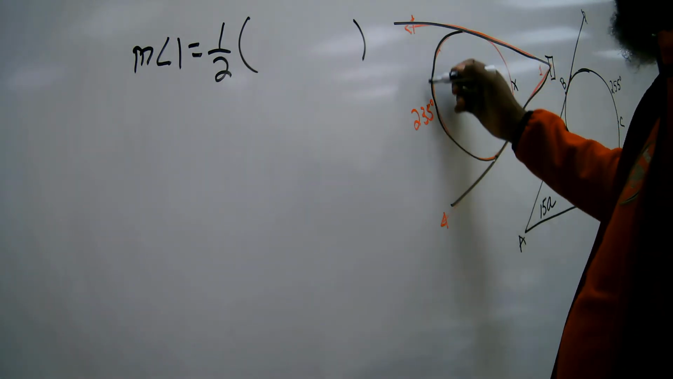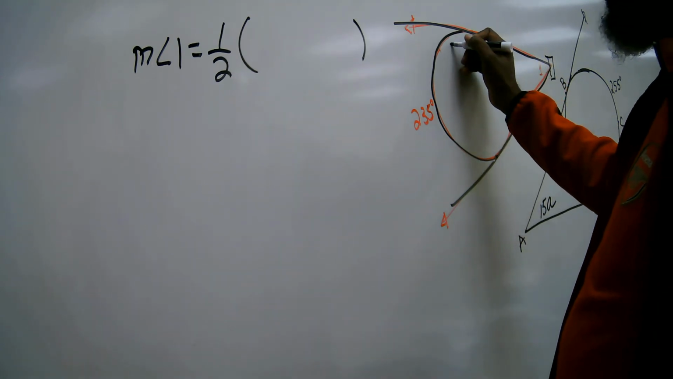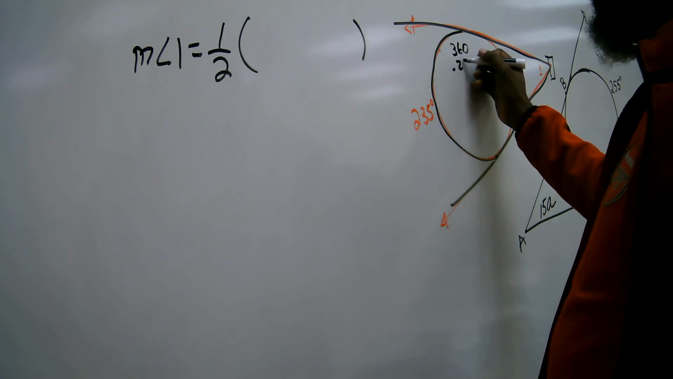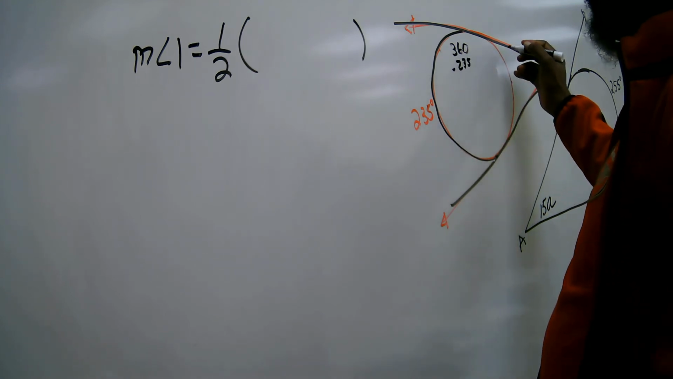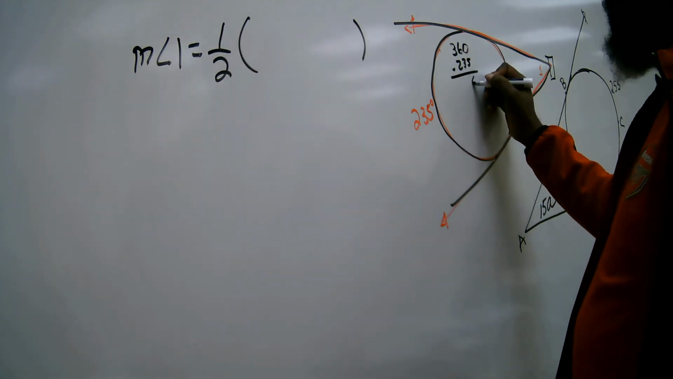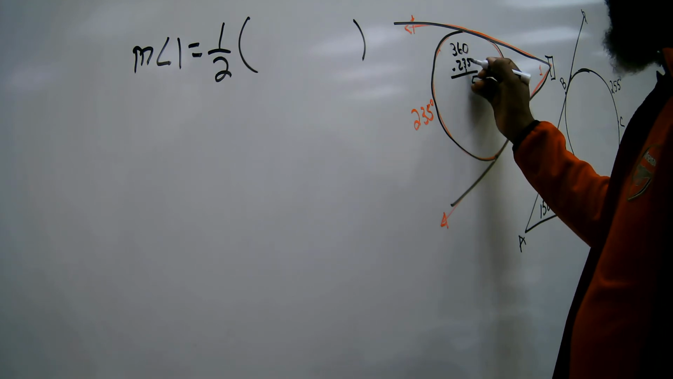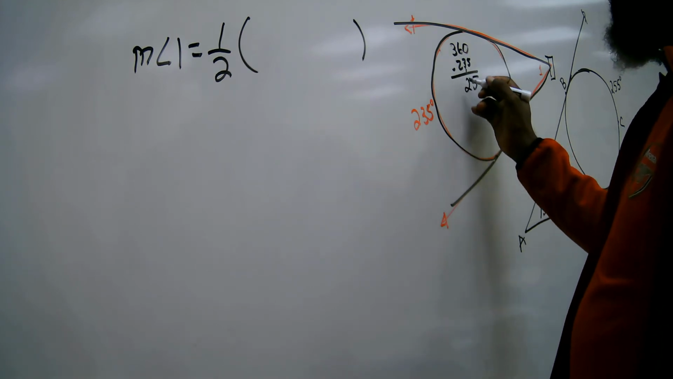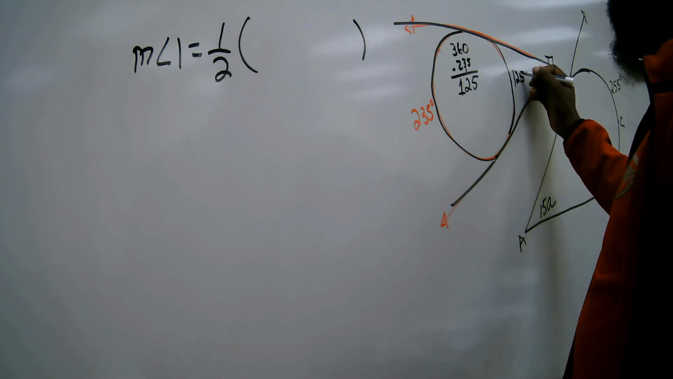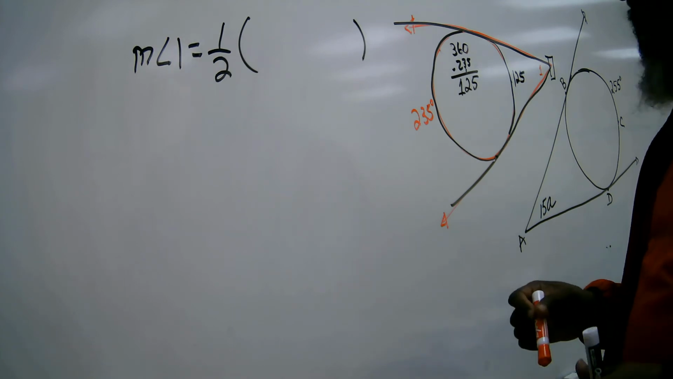So remember the entire circle is 360. So I will have 360 minus 235. I need to find this part so I can be in business. That will give me 125. The missing arc is 125. So I have all of the missing information that I need.